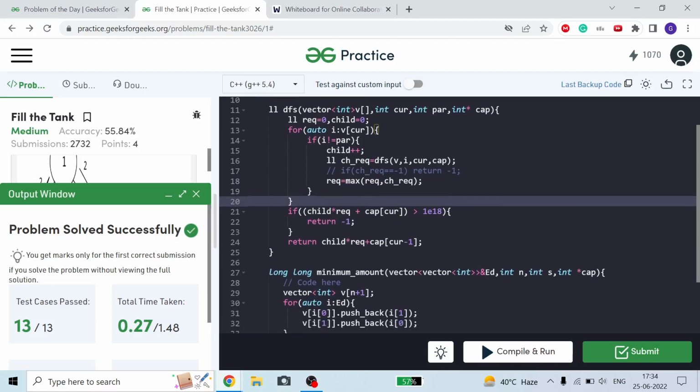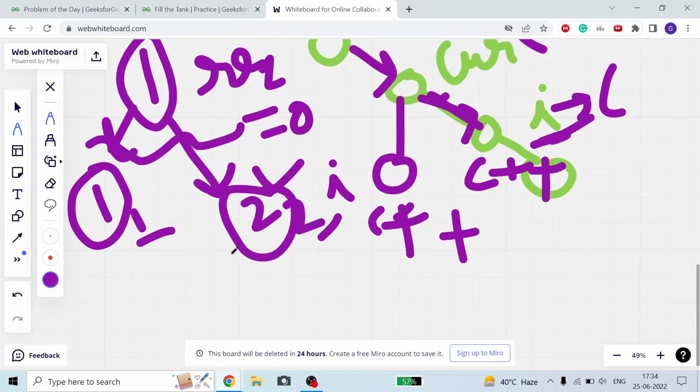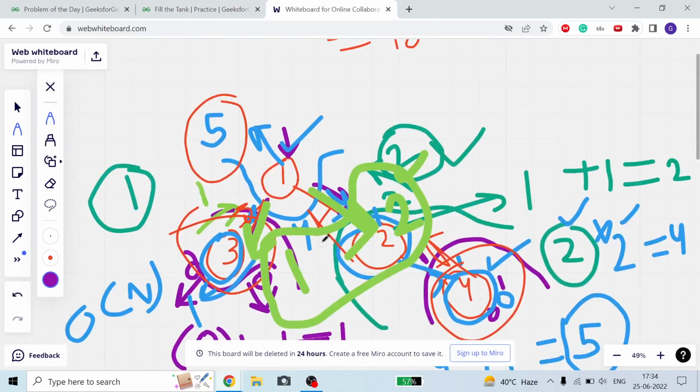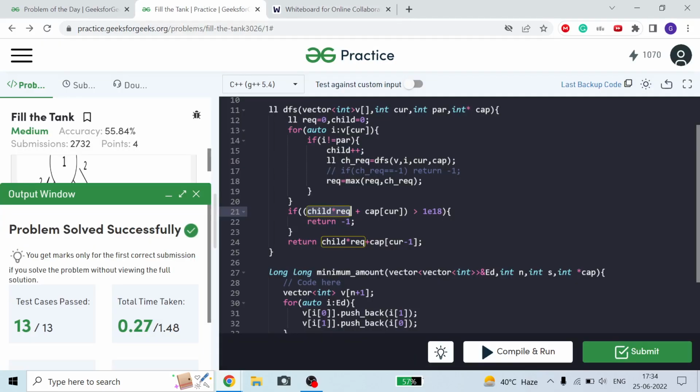Now from the ith node, how much maximum amount of water do we need? The total number of children it has, and the required amount of water. For it the required amount of water is 2, children are 2, so the total amount of water it requires is 2 into 2 plus 1. So the total amount of water required, this is the child requirement, this is its self requirement. Child into requirement is the total amount of water required by all its children, plus cap current, sorry, it will become cap current minus 1, because this is 0 based indexing and current is 1 based indexing. Okay, so the requirement of the ith node is cap current minus 1.